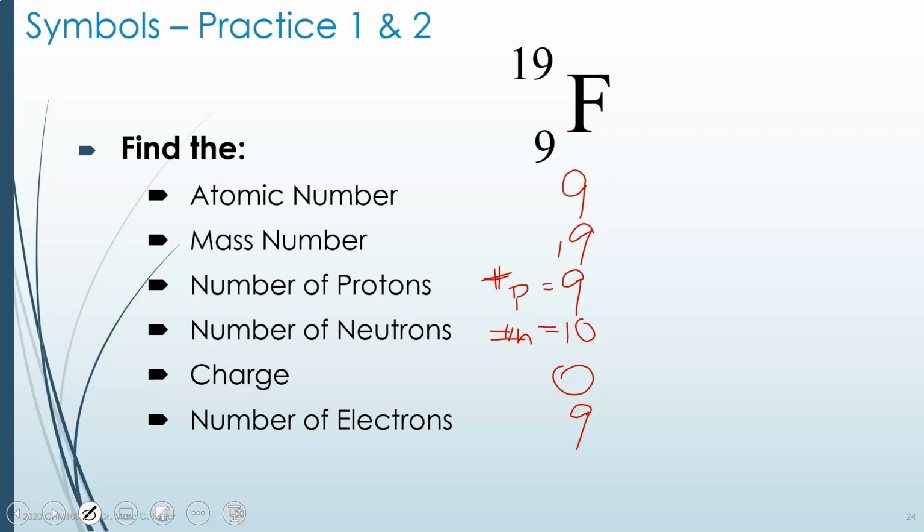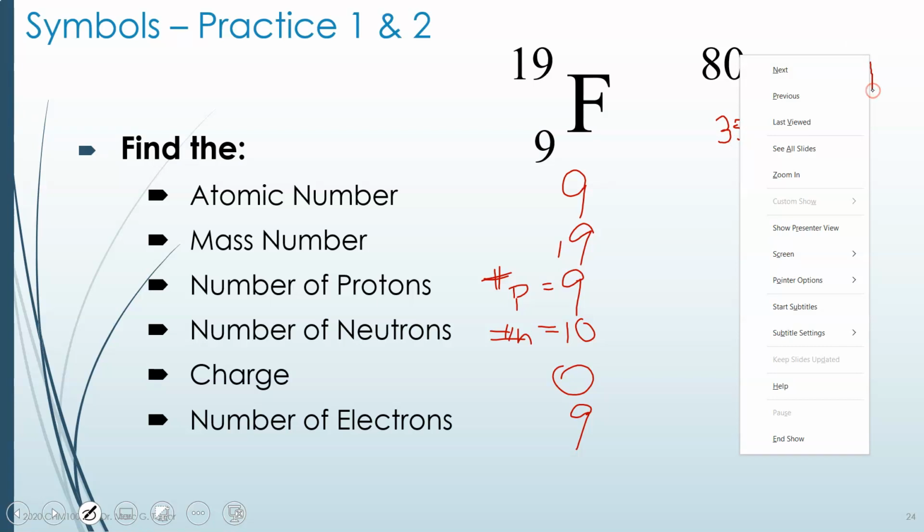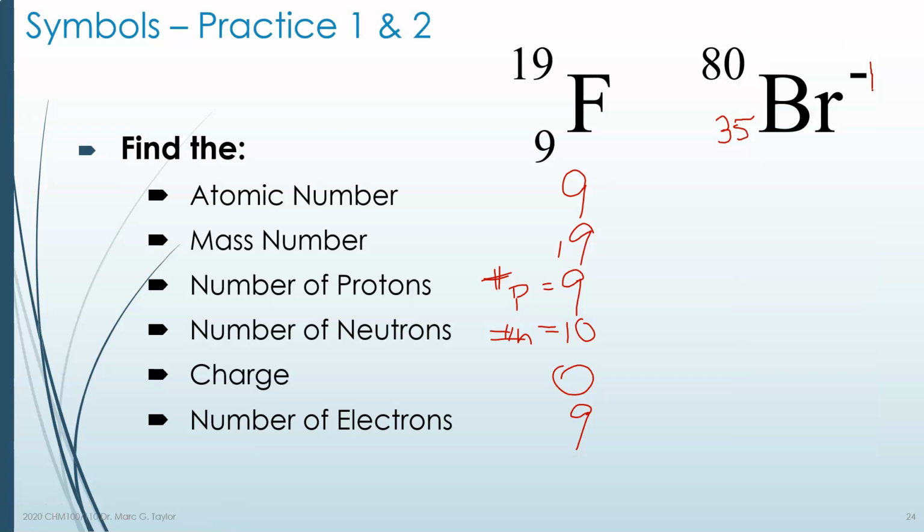Here's another example. Br is 80 in the upper left-hand corner and a negative sign in the upper right-hand corner. So what do you know? Well, Br is the symbol for bromine. You'll find it on the periodic table, and you'll find it at number 35. So I'll just put that 35 in there. And the charge says negative, so you know it really means -1. Well, we know the atomic number is 35. And that tells us that the number of protons is also 35.